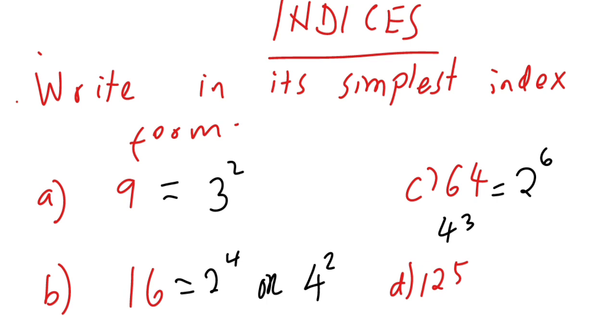This is the correct answer, but let me just leave this as our last answer. So 125 ukiona is divisible by 5, so ukianga 5 times 5 ni 25 times 5 ingine itakuwa 125, so ni 5 to the power of 3. So yeah, very simple question.